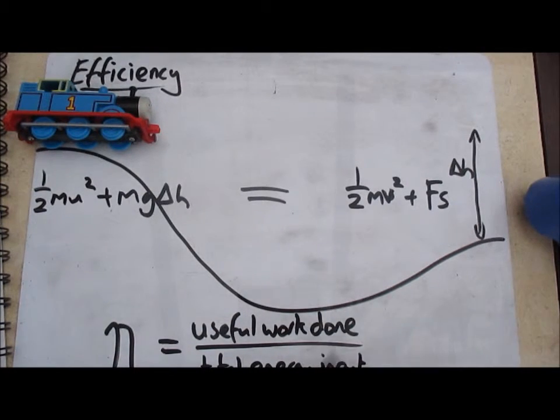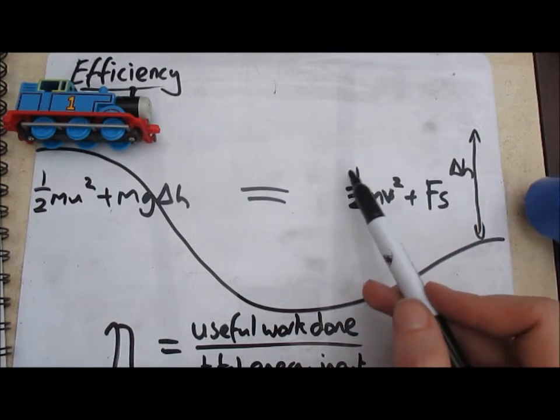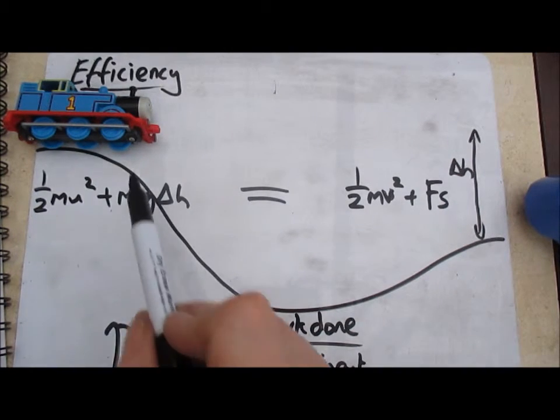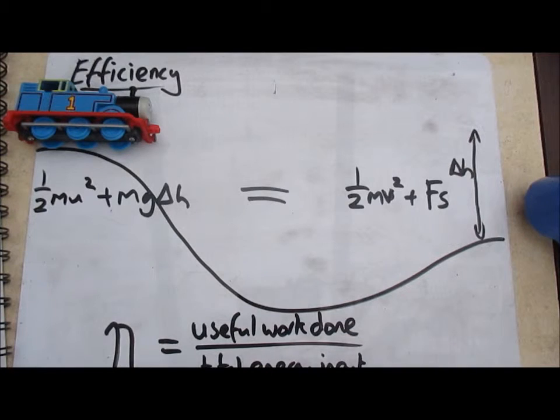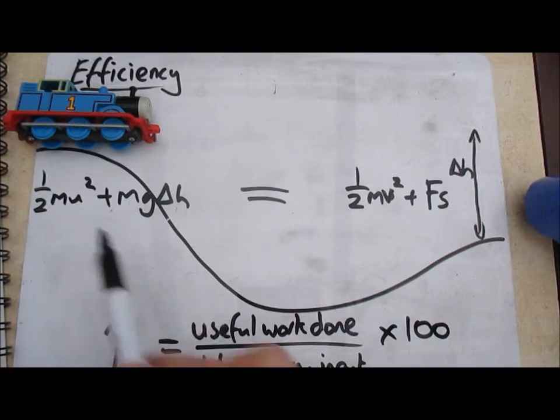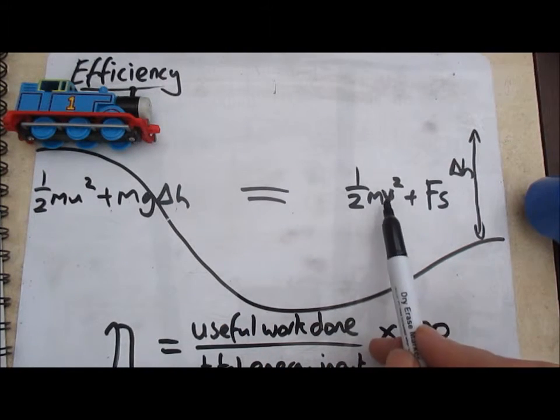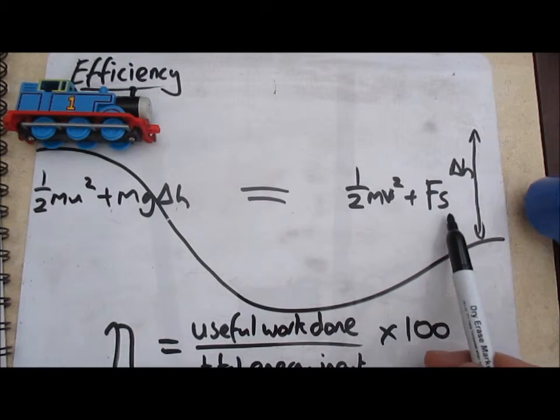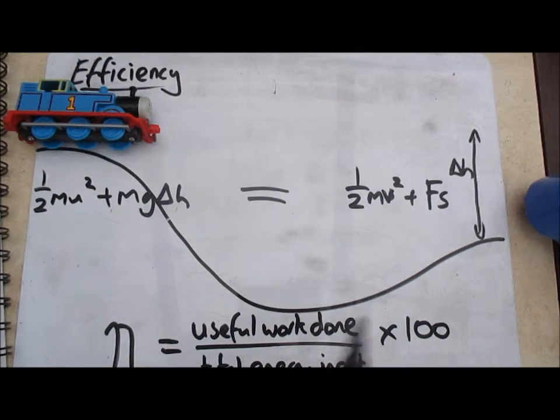What we would do in this case, we would say the useful work done would be half mv squared, the total energy input would be all of this term, and divide them through. You may wish to times it by 100 to turn it into a percentage, to find out what percentage of the total input actually came out as kinetic energy at the end. And it gives you an idea of how much was lost as friction along the way.